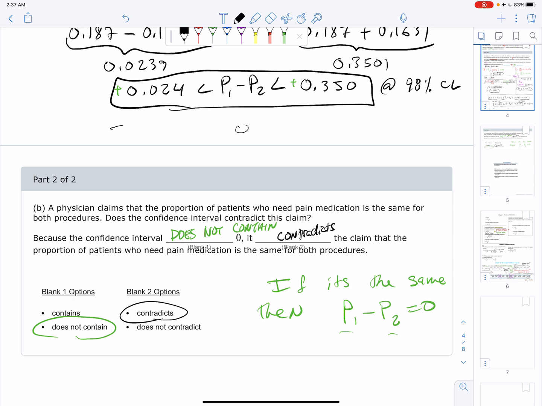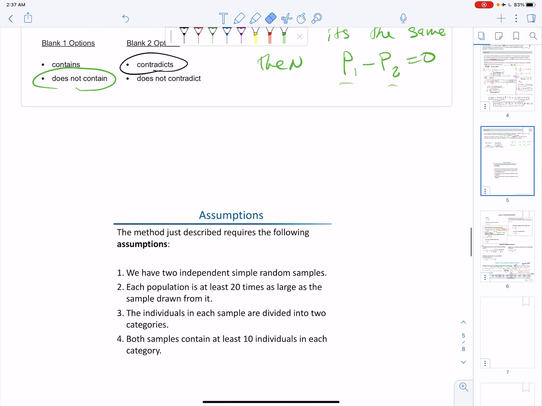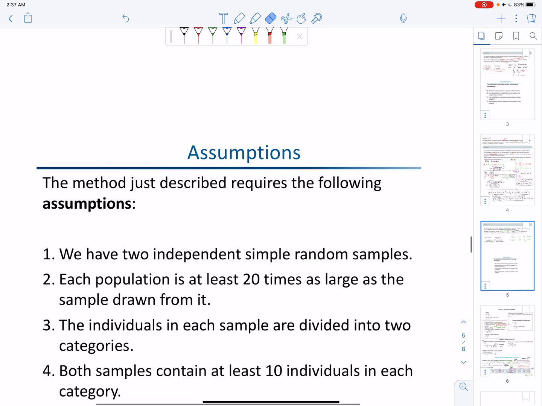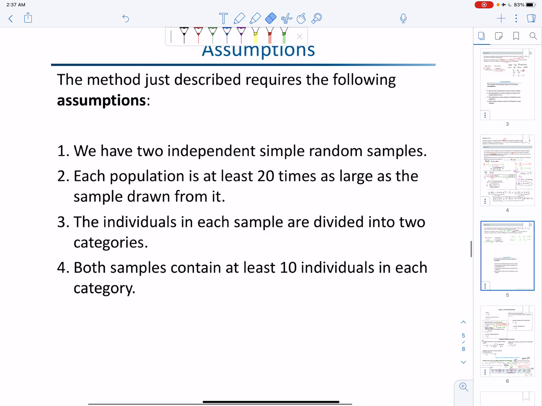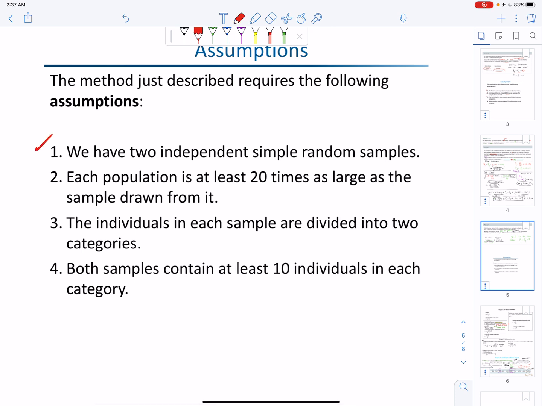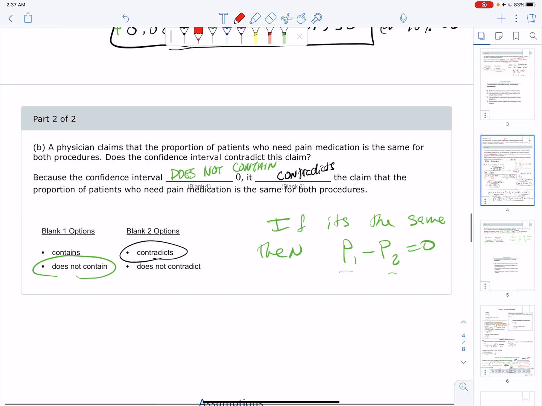All right, and that is it for today. Oh, assumptions. Remember those assumptions? Those nasty little assumptions. We have 2 independent, simple, random samples. And yes, I remember seeing that. Each population is at least 20 times as large as the samples drawn from it.